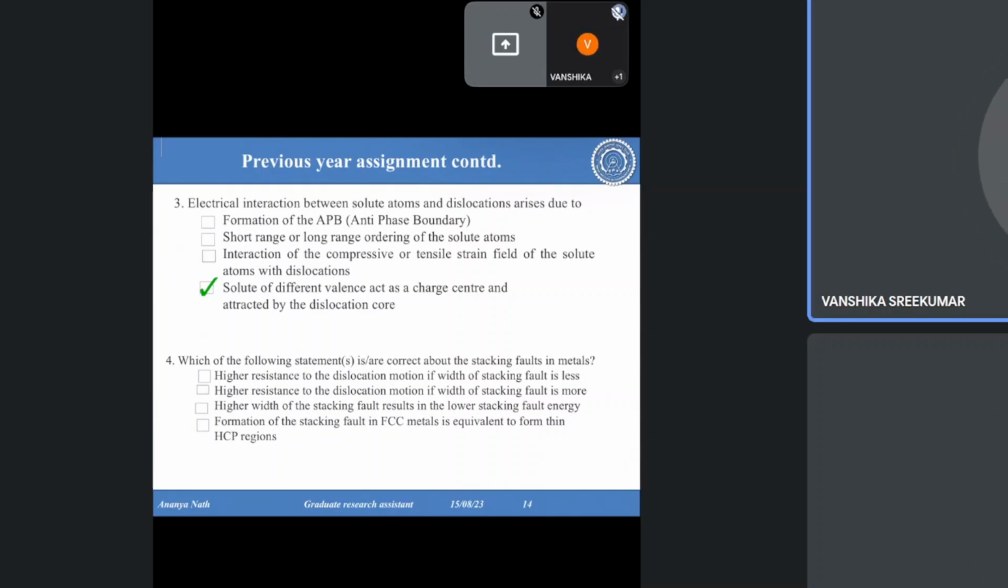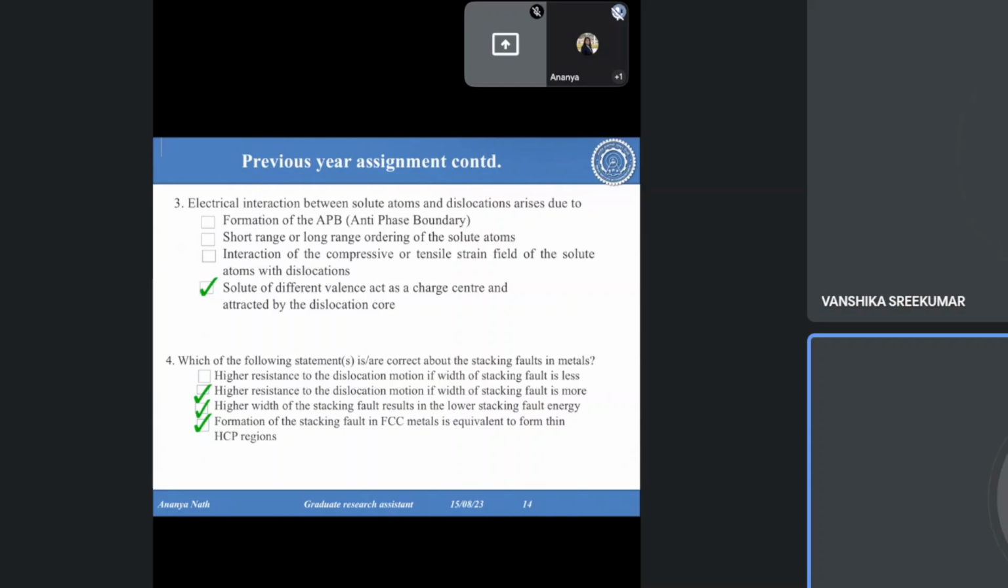Then the fourth: which is correct about stacking fault? It's the second one. When the width is larger, there is more resistance. There is another one, the last one: higher width of the stacking fault results in lower stacking fault energy. Ma'am, once again, what exactly is stacking fault energy? Higher resistance to the dislocation motion is due to the stacking fault width being more.